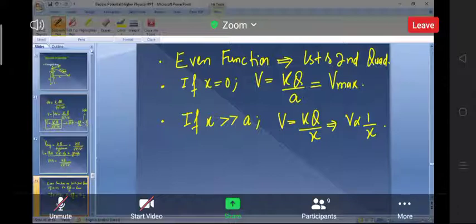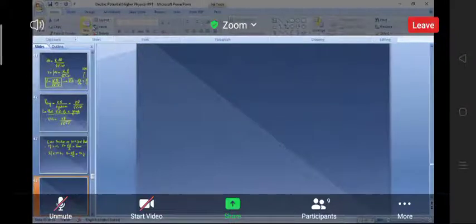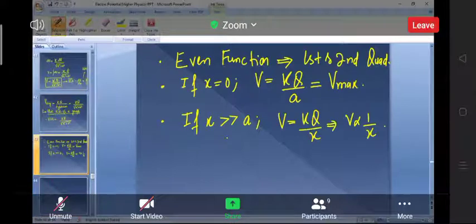Okay. Now collecting all this information and then trying to plot the graph. Point number one is that it is an even function, which means that it will lie in the first and second quadrant. Point number two, if x is equal to 0, the potential is maximum. So if I draw a tangent to the v of x curve at x equal to 0, this tangent must be horizontal. And number three is that if x is very large compared to a, then the potential will be proportional to 1 by x, which means that it must be a rectangular hyperbolic graph.